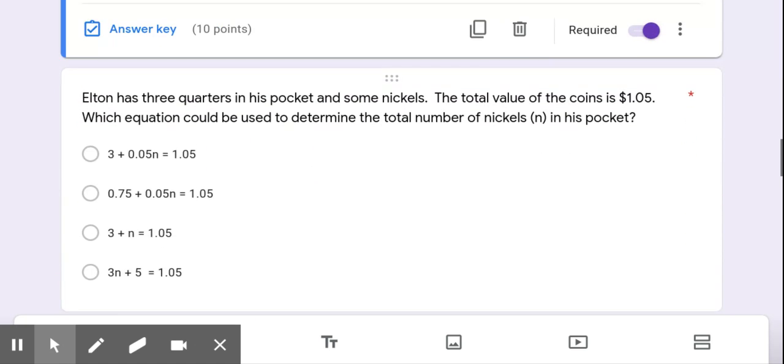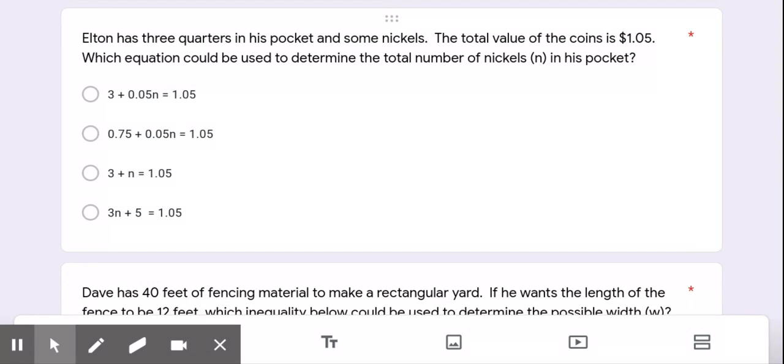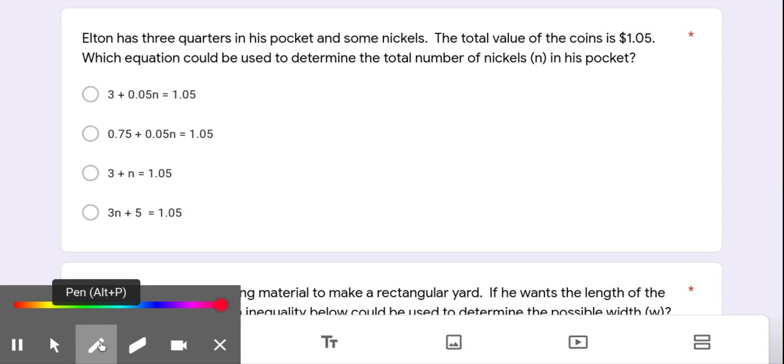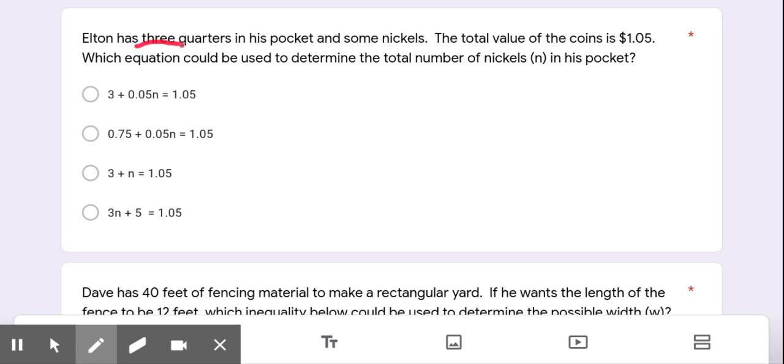I'm going to do one more, and then hopefully you guys can do it a little bit better and understand it a little bit more. Elton has 3 quarters. So 3 is my number, and quarters is what I have. And some nickels. Nickels is what I'm going to be looking for, right? If it says some nickels and I don't know how many, then N is going to be my number of nickels. That's what I'm looking for here.